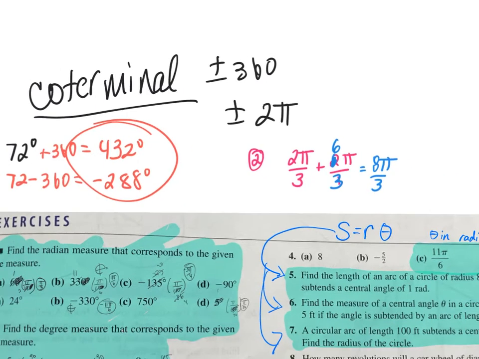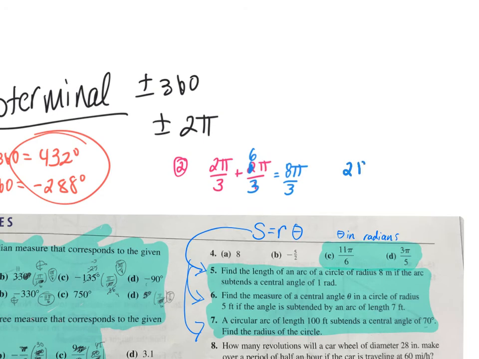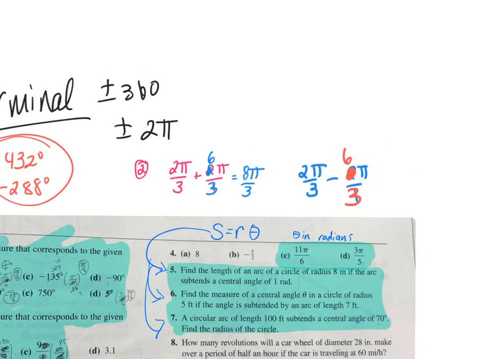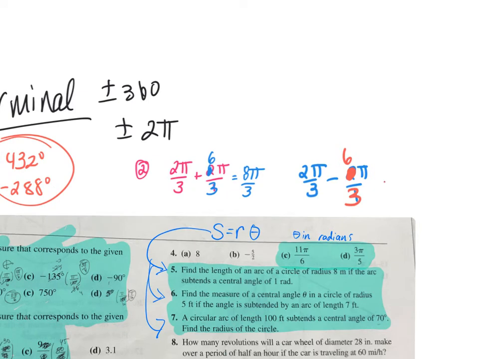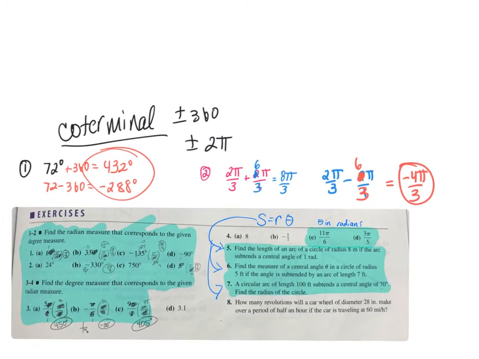If I want a negative one, I'd say 2 pi over 3 minus 2 pi over 1. Again, you need a common denominator. So that 1 becomes a 3. The 2 becomes a 6. So what's 2 pi minus 6 pi? Negative 4 pi over 3. You guys remember that? Shouldn't be too terribly difficult.